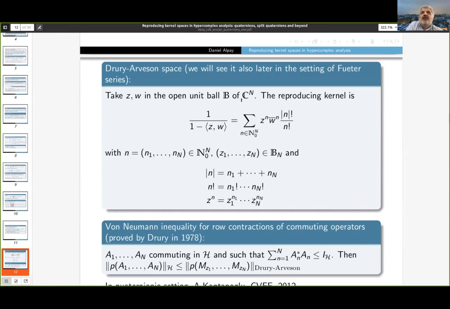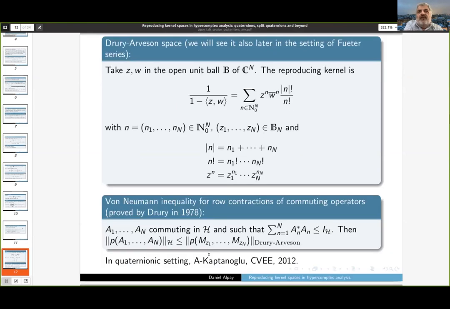So we're now in several complex variables. We have the unit ball of Cn. This is a positive definite kernel. The corresponding space is called the Drury-Arveson space. And why is it important? Because of the von Neumann inequality for row contractions, which I write here. If you have commuting operators in a Hilbert space such that the row is a contraction, then you have this inequality. So you see on the right here, you don't see the A_n and not the original space. All this is a uniform bound in some sense.